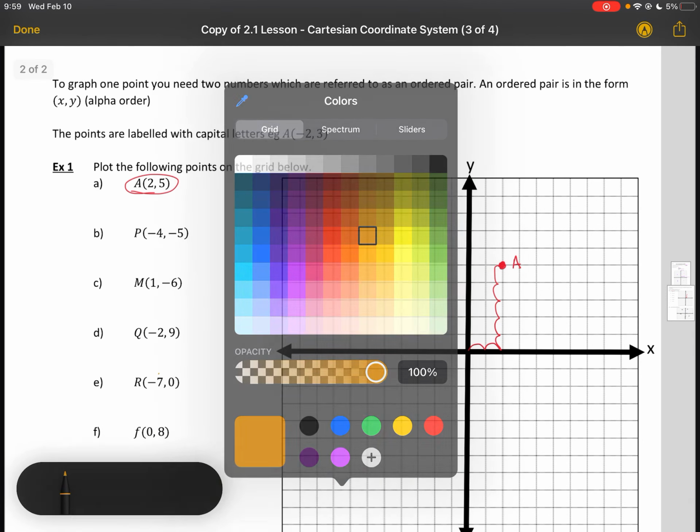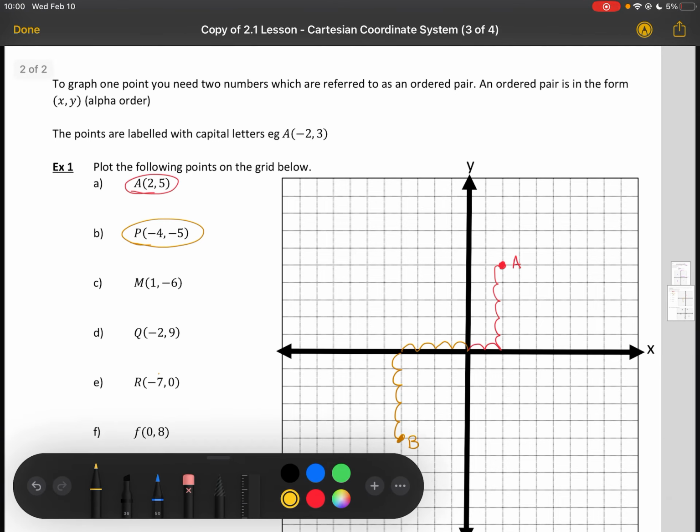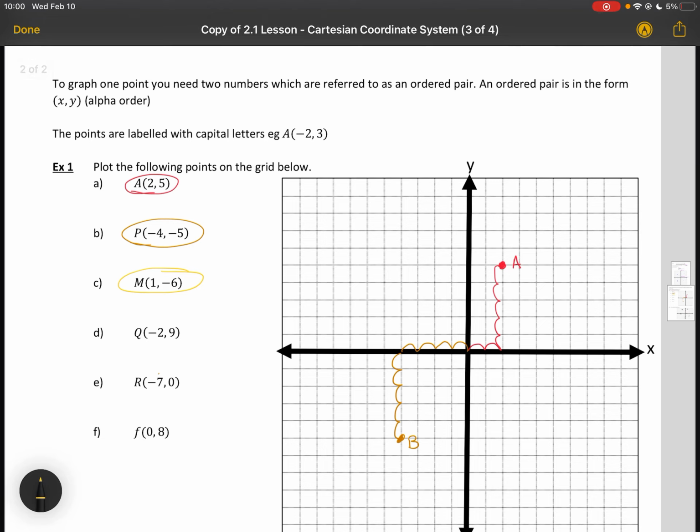So going on to my next point, B, I've got 4, minus 5. So I'm going to go left 4, down 5. 1, 2, 3, 4, 5. Okay, here's B. Continuing on, for the point M, I've got 1, minus 6. So right 1, down 6. 1, 2, 3, 4, 5, 6.